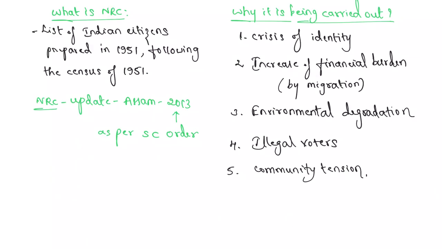And now let us see what is NRC, National Register of Citizens. NRC is nothing but a list of Indian citizens prepared in 1951 following the census of 1951. The process of NRC update was taken up in Assam as per the Supreme Court order in 2013. In order to weed out cases of illegal migration from Bangladesh and other adjoining areas, NRC updation was carried out, and it was under the Citizenship Act 1955 and according to rules framed in the Assam Accord.